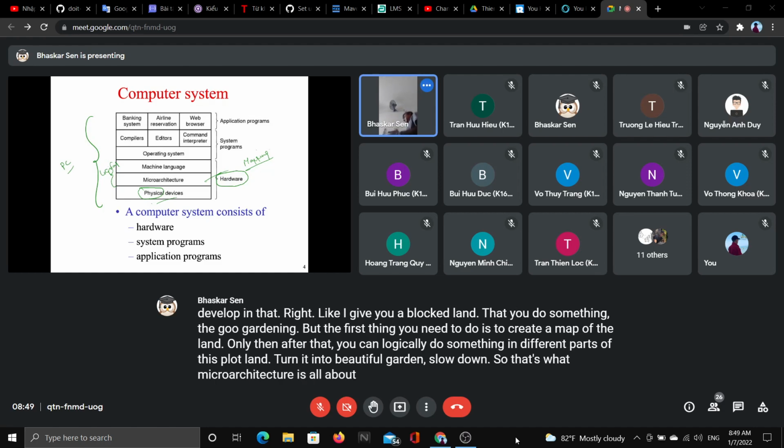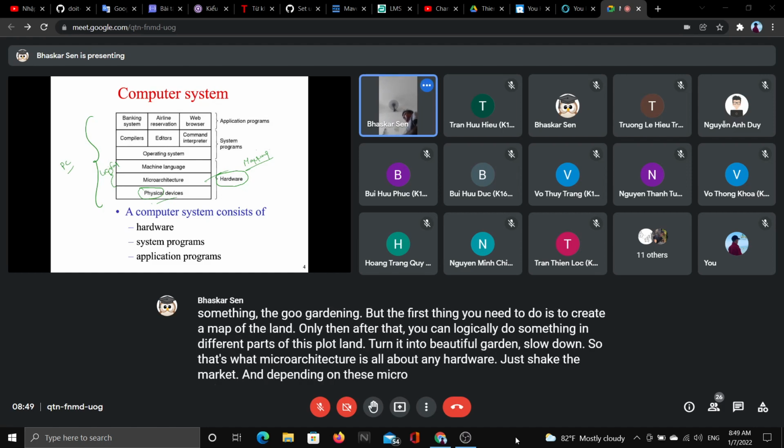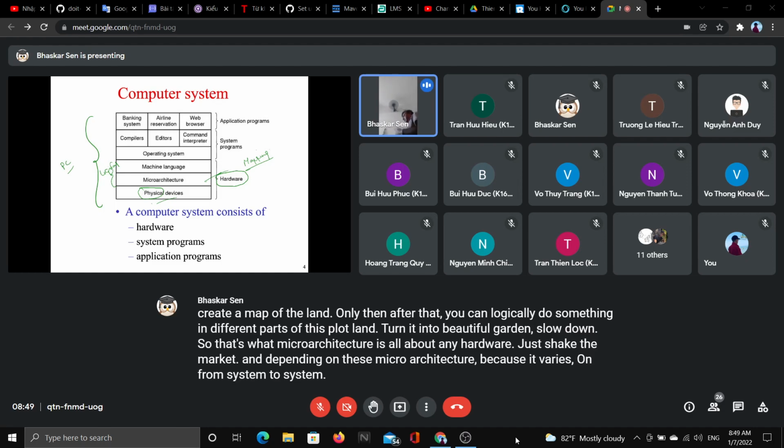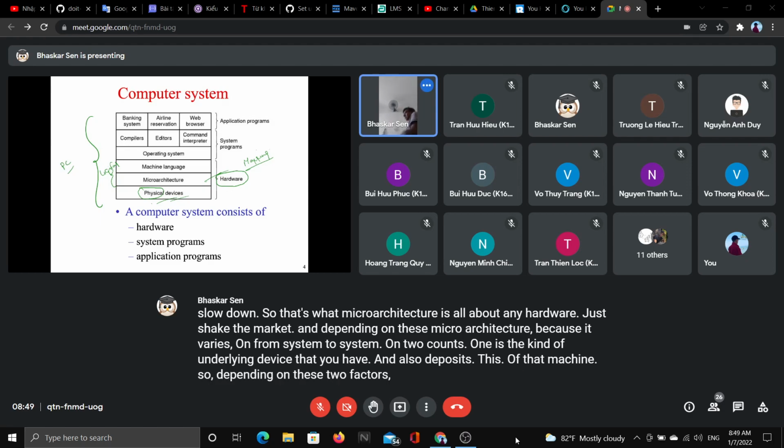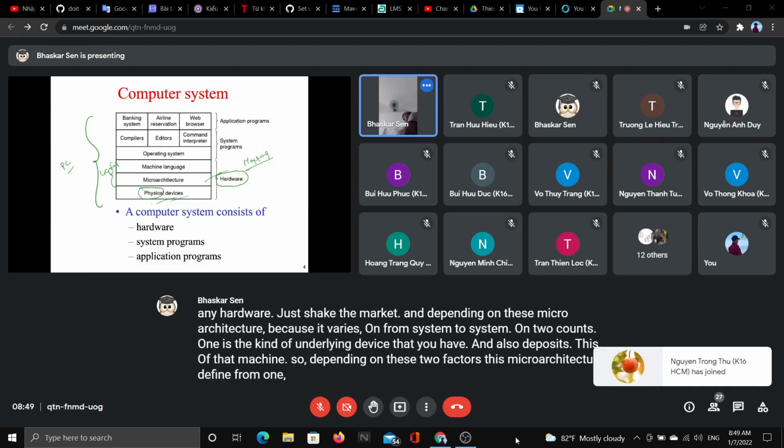Any hardware is associated with microarchitecture. And this microarchitecture varies from system to system on two counts. One is the kind of underlying device that you have, and also the purpose of that machine. So depending on these two factors, this microarchitecture differs from one hardware, one machine, to another machine.